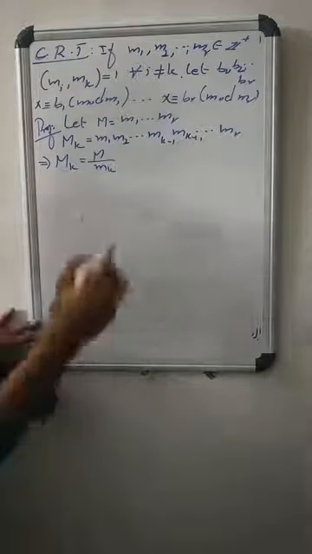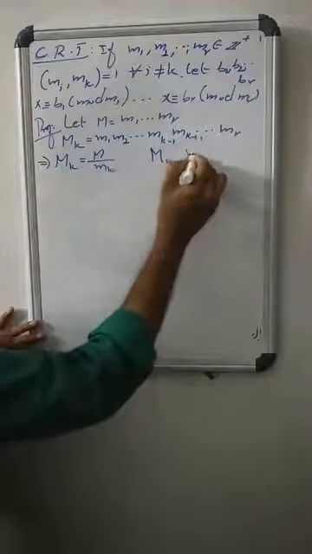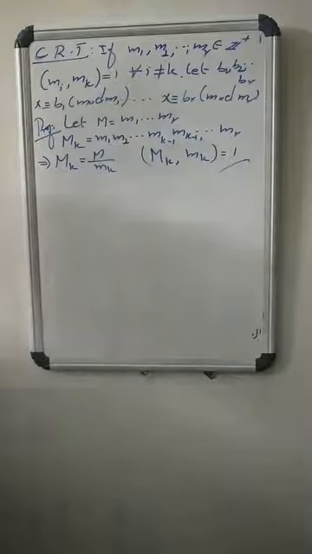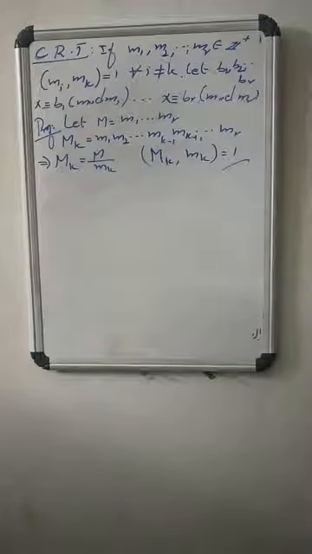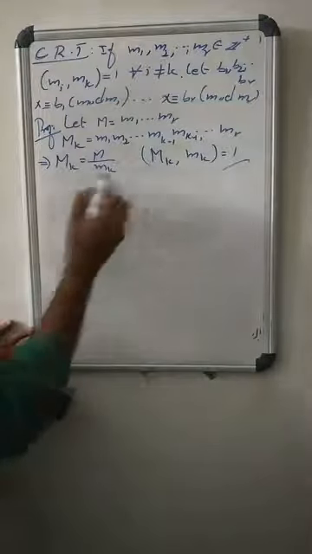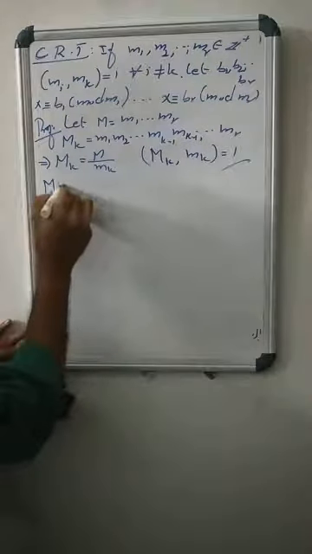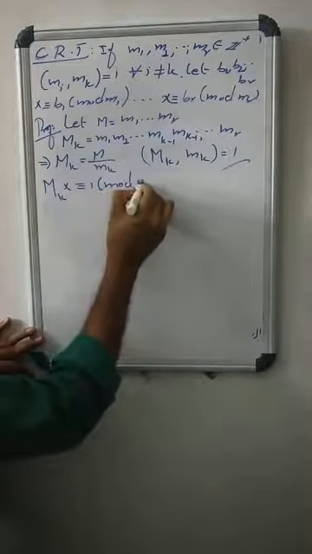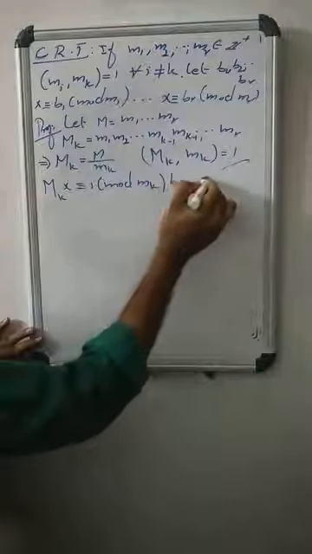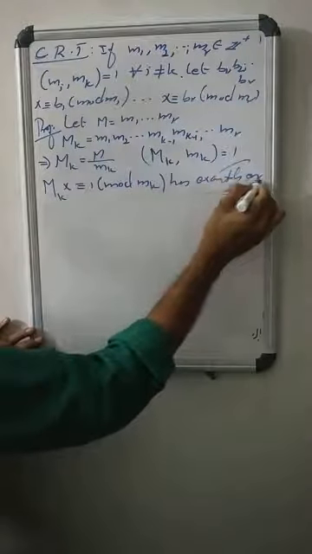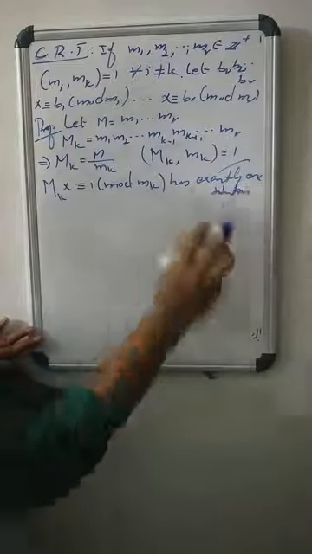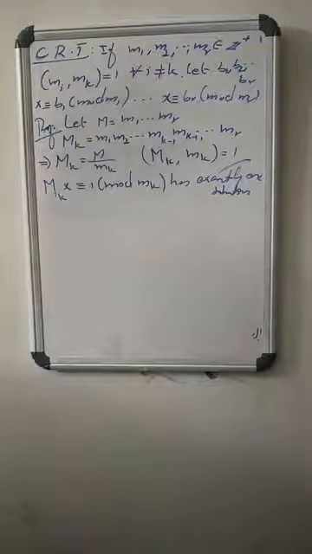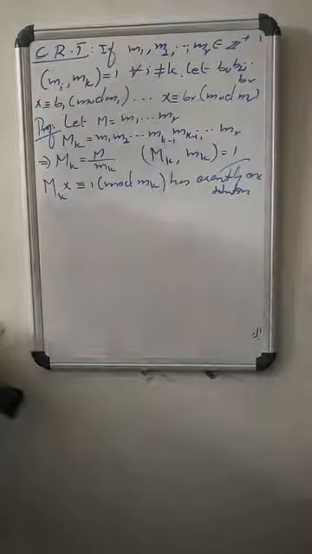Agreed. Then clearly the capital Mk and the small mk are relatively prime to each other. Therefore the congruence Mk x ≡ 1 mod mk has exactly one solution. Why? Because ax ≡ b mod m has exactly one solution if a and m are relatively prime. We already proved this result.